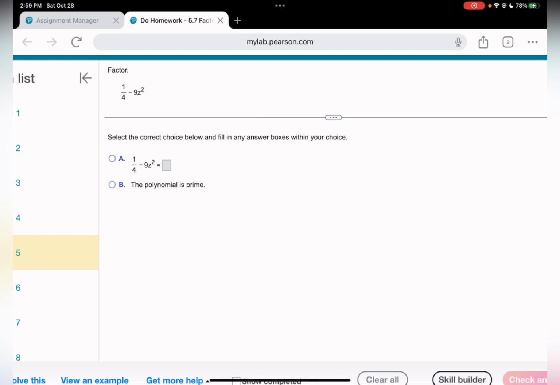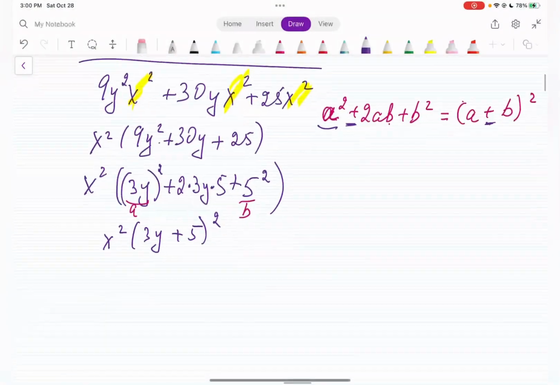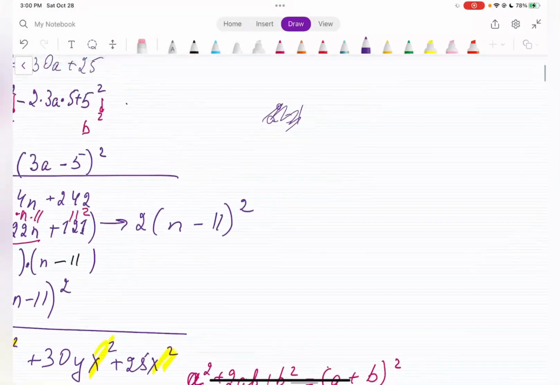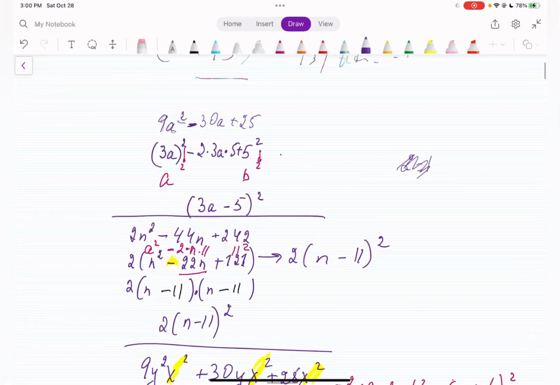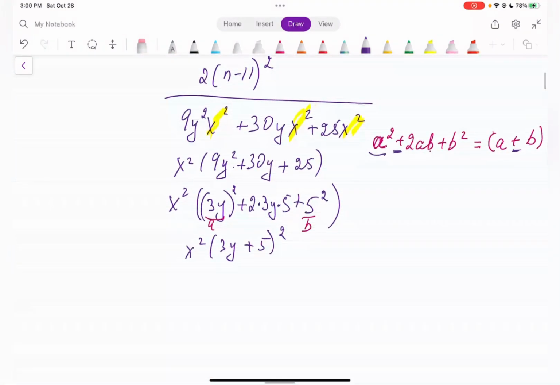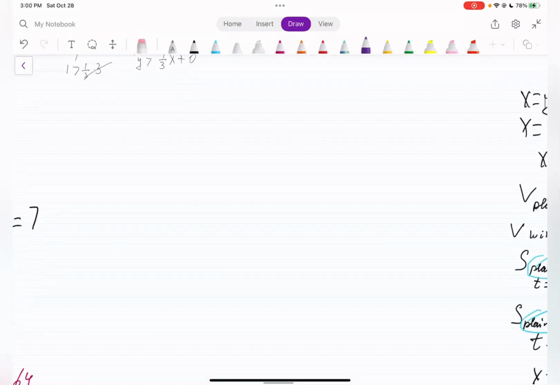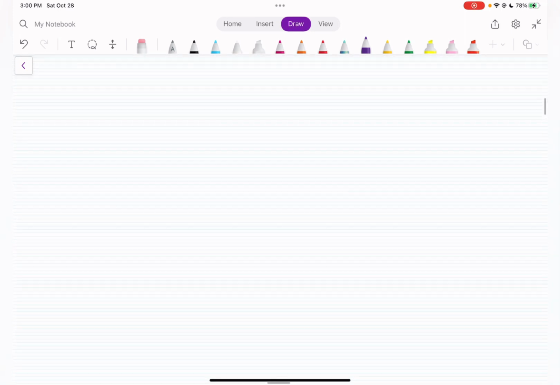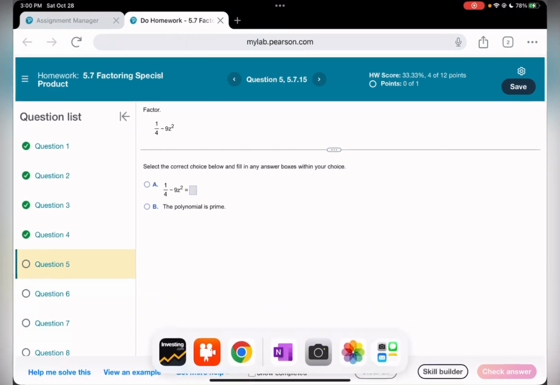Factor. This is different story. 1/4 minus 9z squared. So two terms. We have only two terms here. Let me bring this down. One-fourth minus 9, was it z squared? Let me check. Yes.